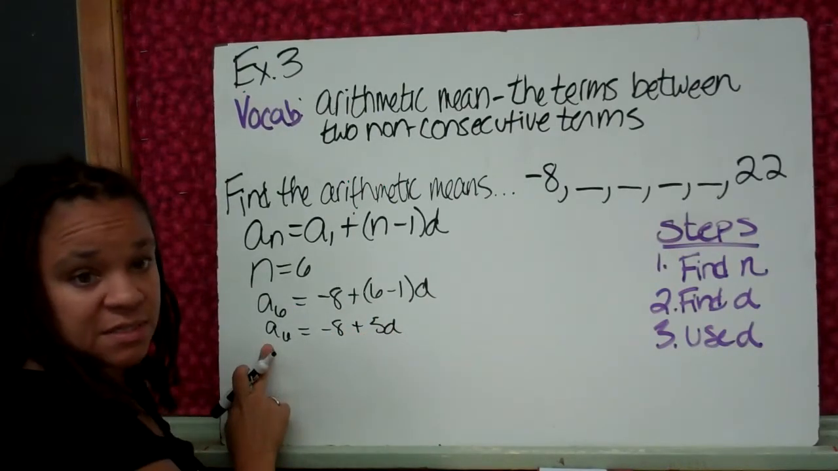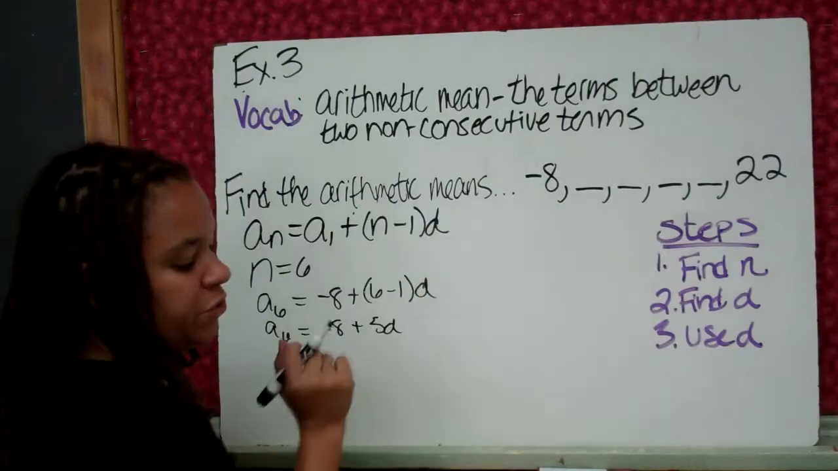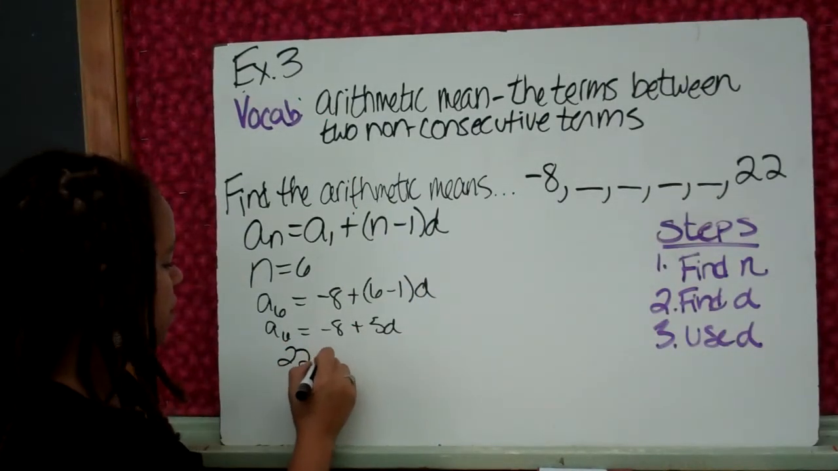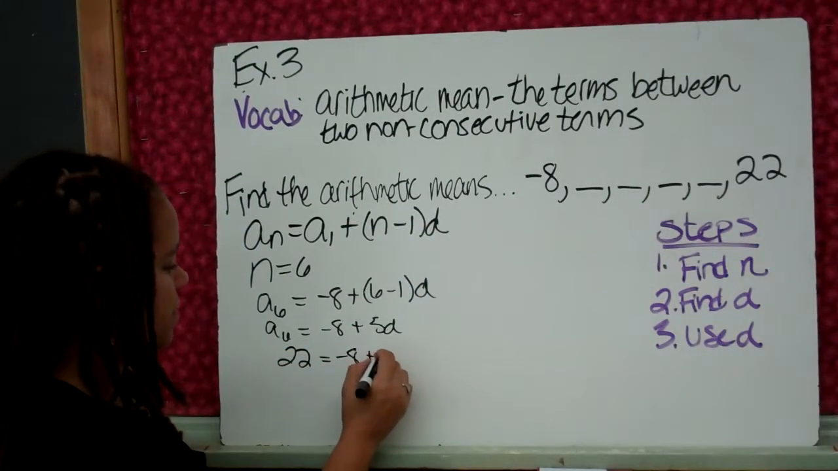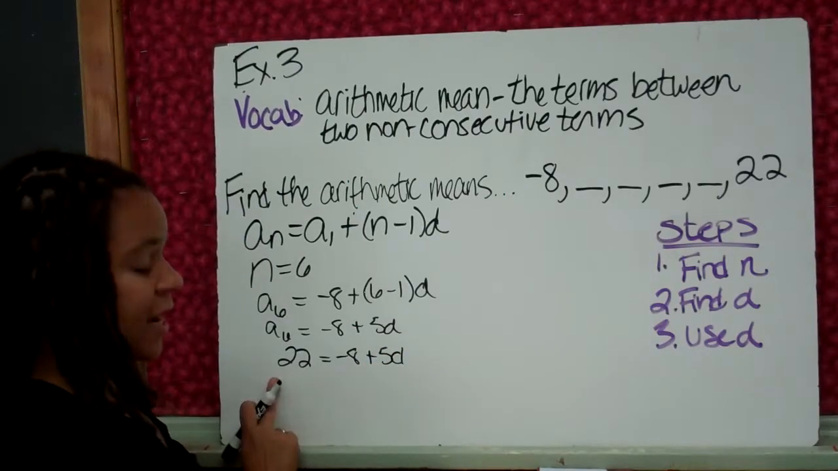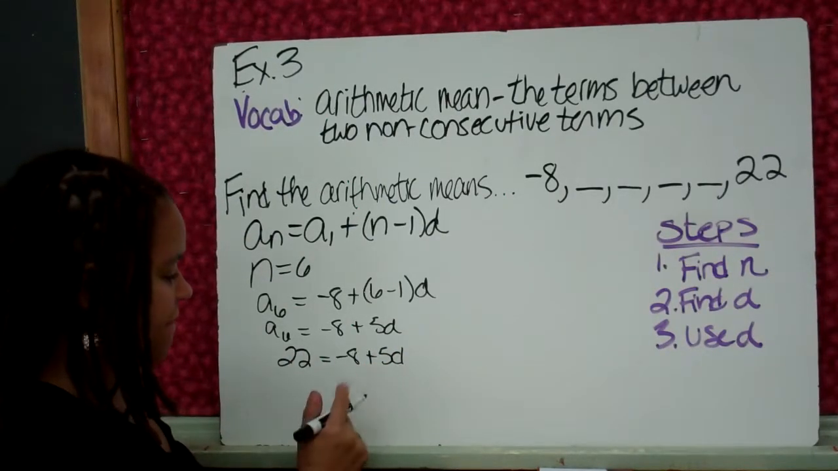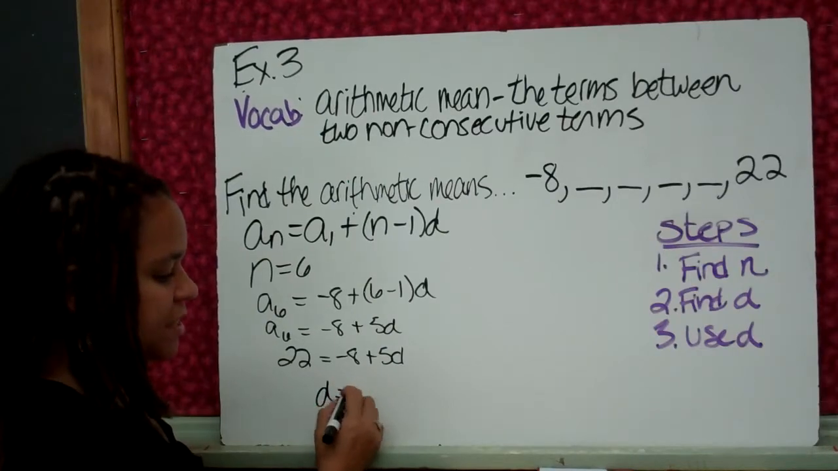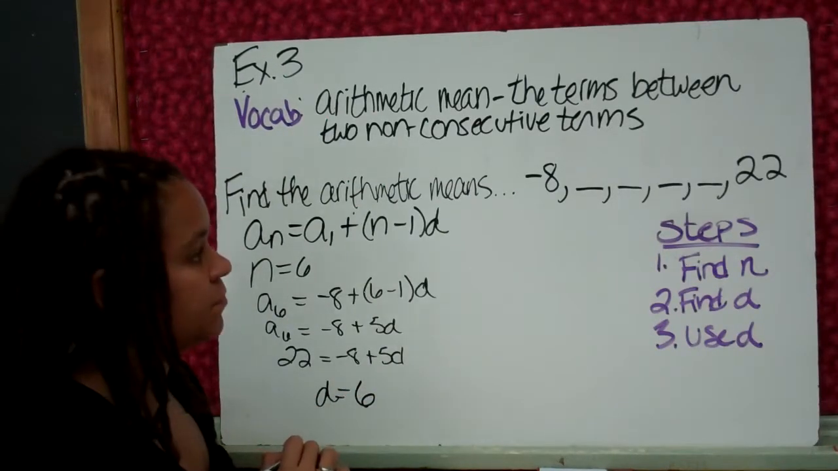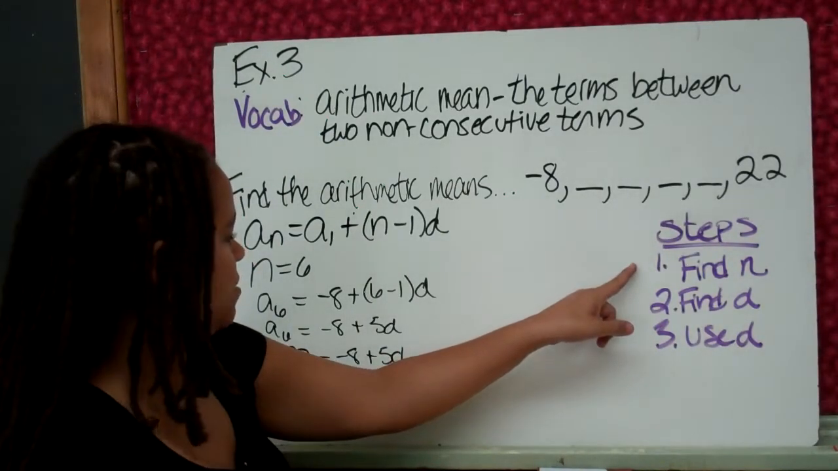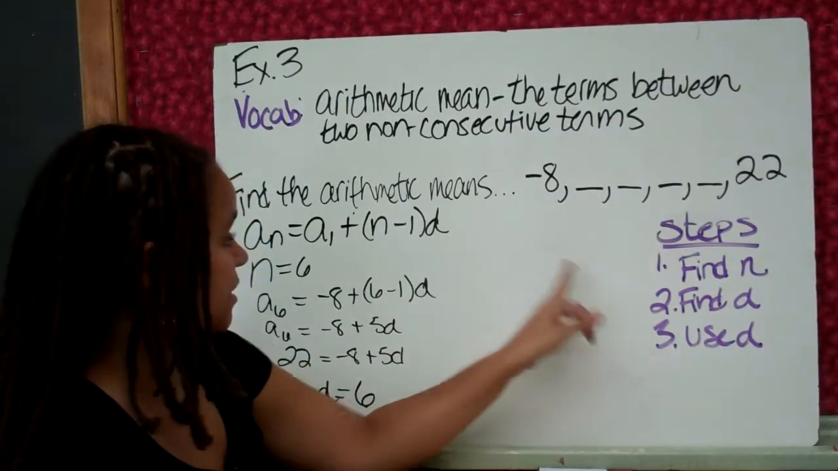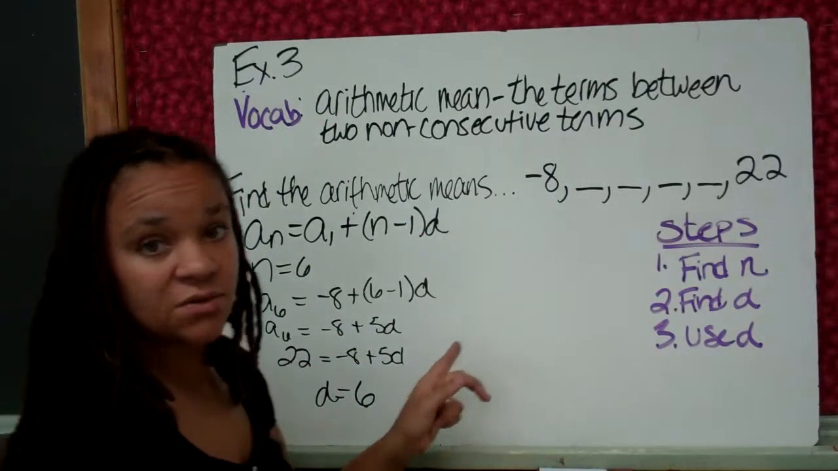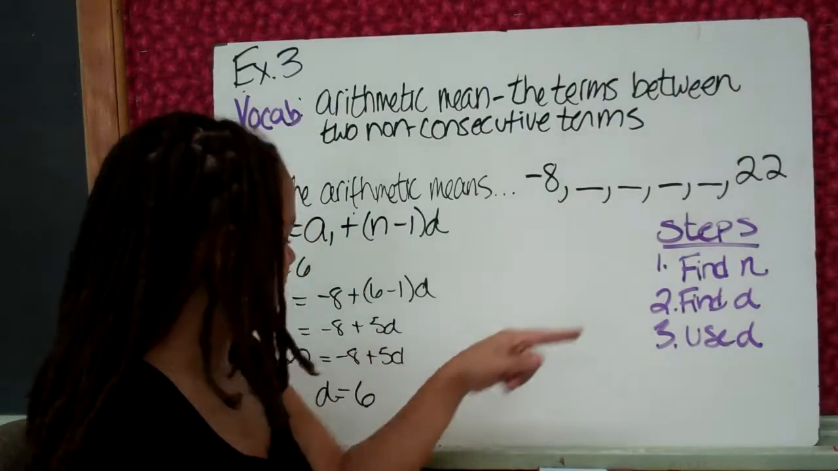Well, I know what a sub 6 is. A sub 6 is 22. So 22 is equal to negative 8 plus 5d. So if we add 8 to both sides, divide by 5, then you should end up with d being equal to 6. So now we found n just by counting, we found d by using our formula. And so now we can use d to add everything in.